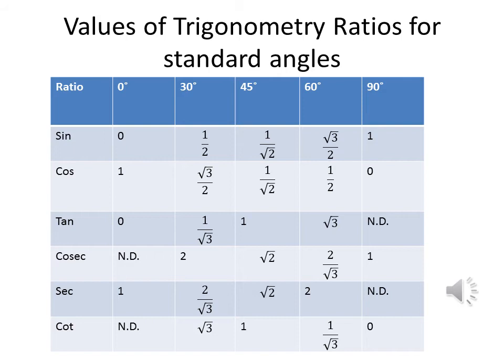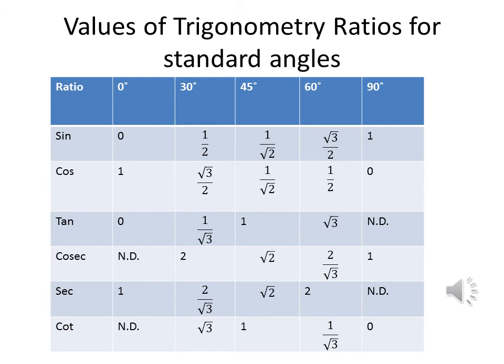Cosec is reciprocal of sine. Sine 0 is 0, so cosec 0 will be not defined. In the same manner, cosec 30 is 2, cosec 45 degree is root 2, cosec 60 is 2 upon root 3, cosec 90 is 1. Sec is reciprocal of cos. So reciprocal of 1 is 1. So cos 0 is 1, so sec 0 is also 1. Sec 30 is 2 upon root 3, sec 45 is root 2, sec 60 is 2, sec 90 is not defined.